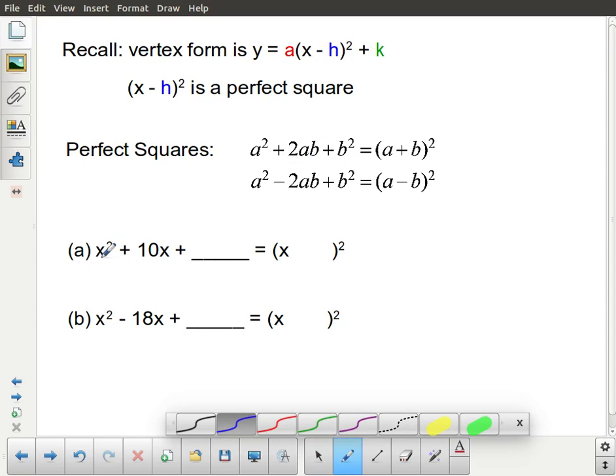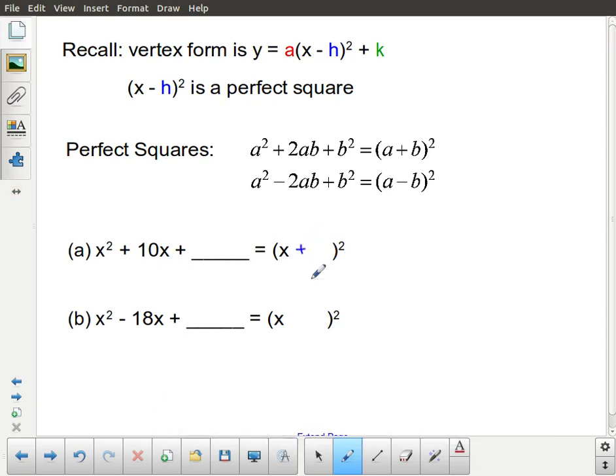So for example, this first one, part A, I have x squared plus 10x, and I want to know what is the value to go here in the blank that will make this a perfect square. Now, you may want to fill in the blank first, or you may want to fill in what's in the brackets first. One thing we can fill in immediately is a plus sign, because we know that when there's a plus sign here, there's a plus sign here. So this plus gives me that plus.